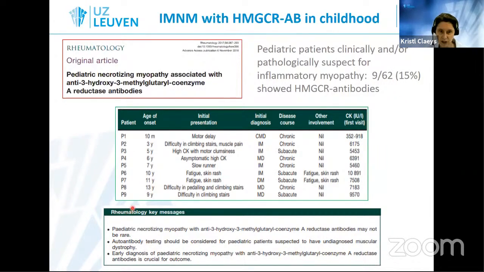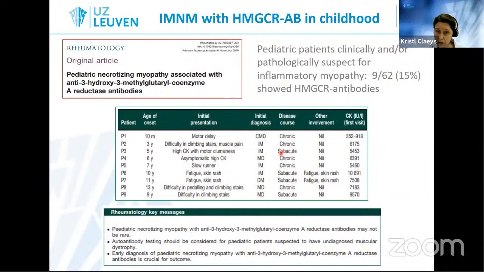Here those 9 patients are indicated, and you see that the age of onset varies between 10 months up to 13 years. So it can be very young children as well, with a presentation of difficulty climbing stairs and muscle pain; myalgia is also frequent. Asymptomatic high CK can also occur, also fatigue. As you can see, the initial diagnosis is like congenital muscular dystrophy, like muscular dystrophy. So it can really be a wrong diagnosis, especially in children, where it's very difficult to make this diagnosis.